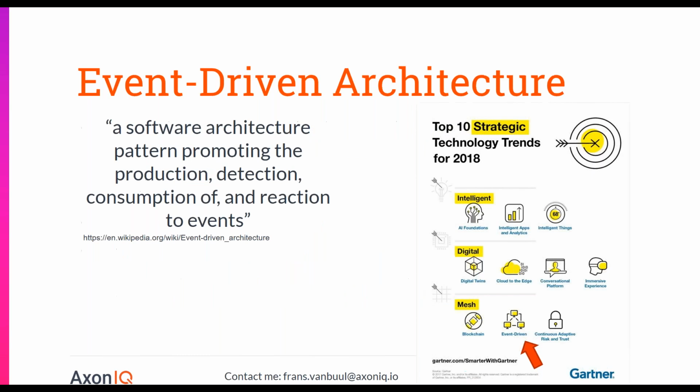Event-driven architecture is one of the big trends for 2018, according to Gartner. And it's essentially simply a software architecture that promotes using events. And one of the reasons that this is really popular is that this works very well in a very connected world. It works very well with blockchain even.